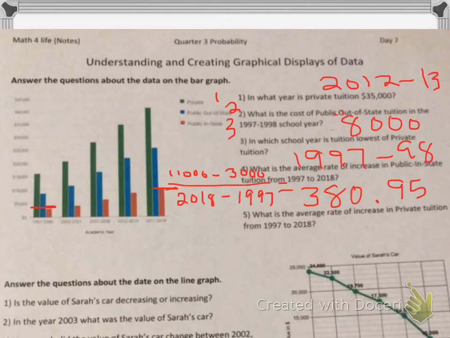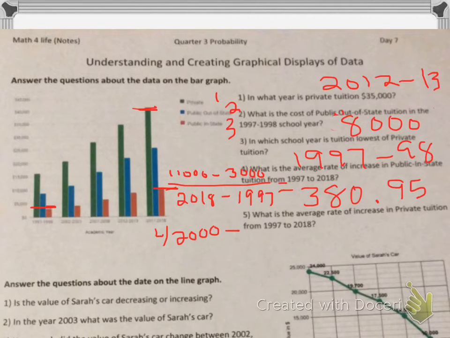Okay, number 5 asked me to do the exact same thing, but this time for private tuition. Private tuition is those tuitions in that first column on every part of your graph. And again, it asked me to do it from 1997 to 2018. So I'm going to start with the 2018 tuition, and I estimate that to be $42,000. So my first number is going to be $42,000.